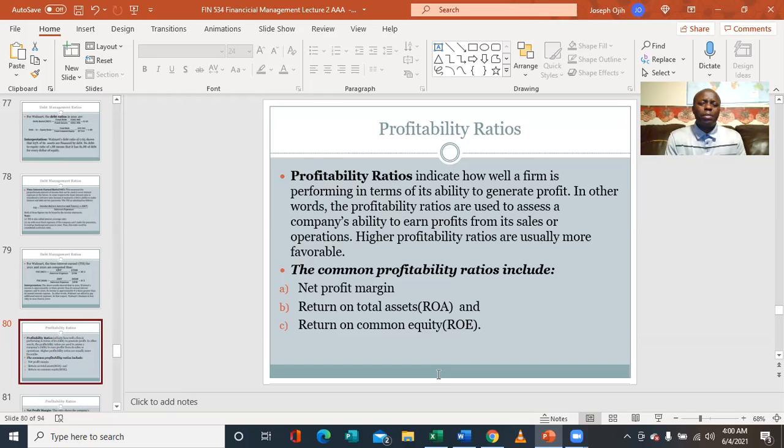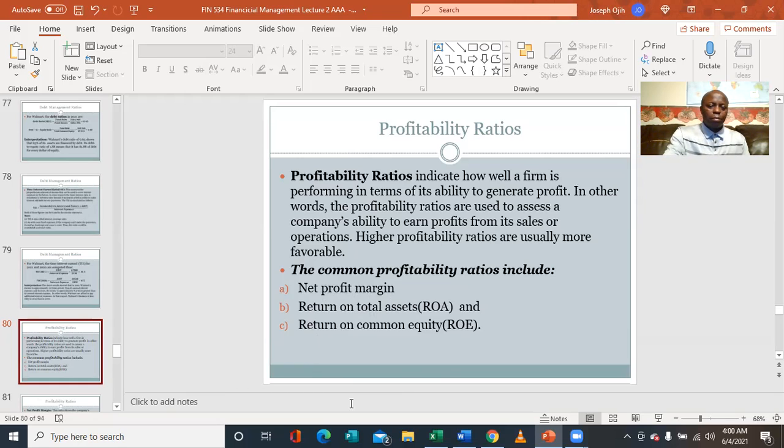There are three main types. The first one is the net profit margin. The second one is the return on total assets, I'll call it just return on assets. The third one is return on equity. Some people will add gross profit margin to the list, but these are the major ones I prefer to use, and I'm going to show you how to calculate them one by one.